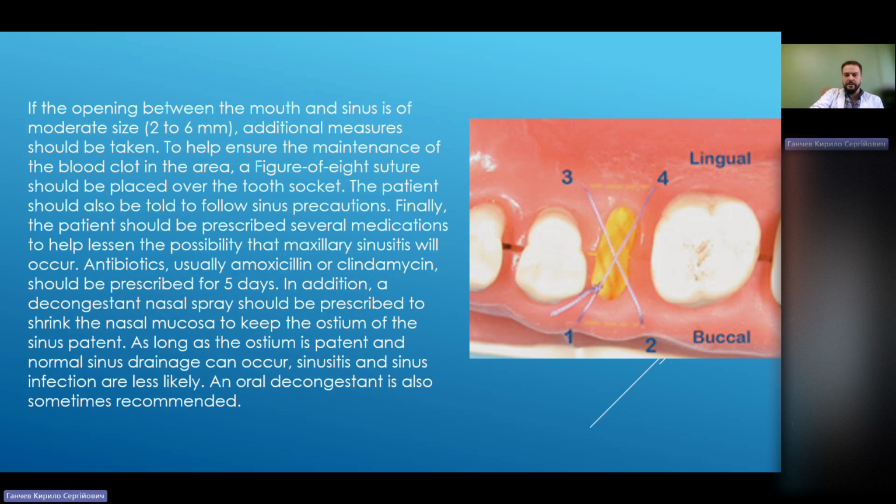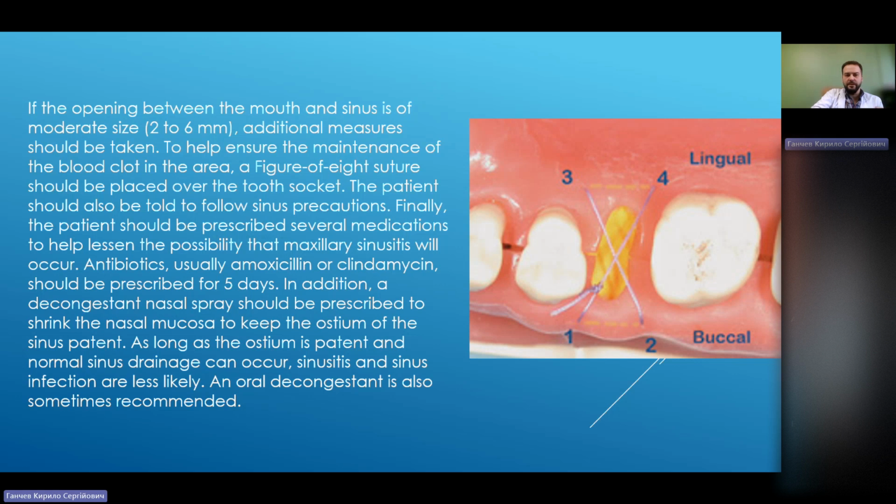Okay, let it be. Here's something more interesting, with a picture. If the opening between the mouth and sinus is of moderate size, from 2 to 6 millimeters, additional measures should be taken to help ensure the maintenance of the blood clot in the area. A figure of 8 suture should be placed over the tooth socket. It's like in the picture, very easy to do. You can do that with one needle.